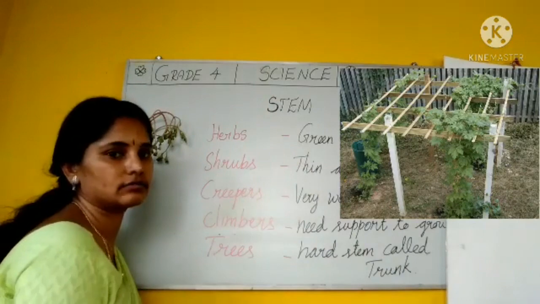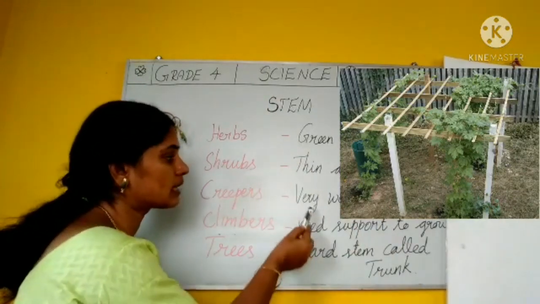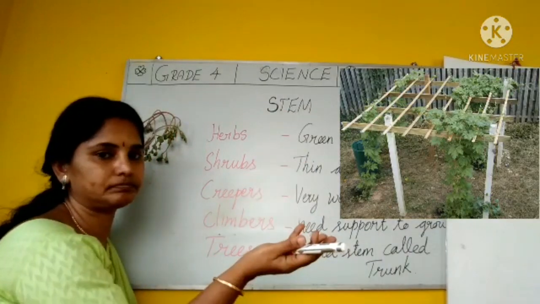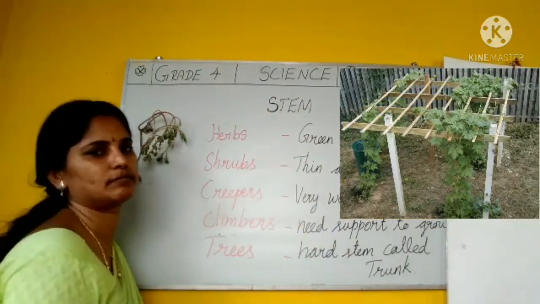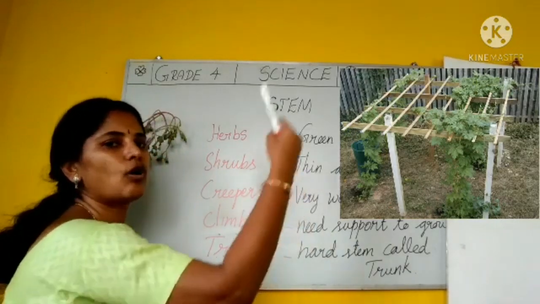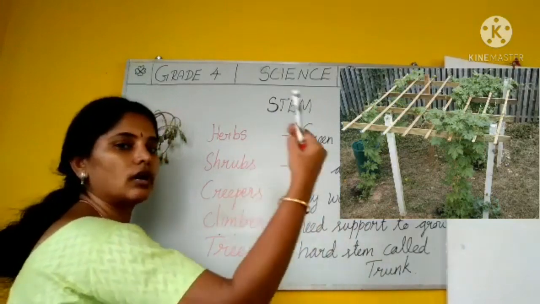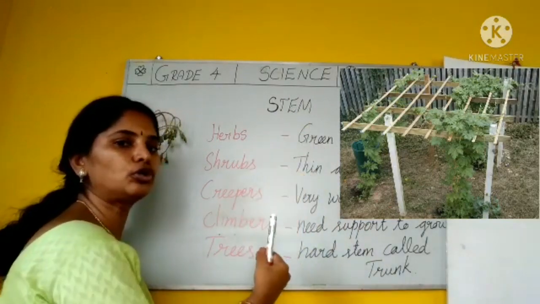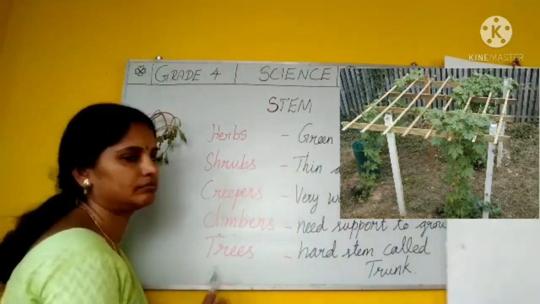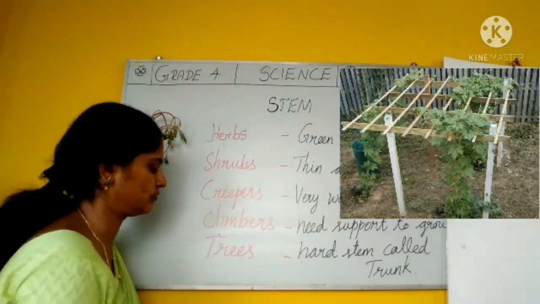They grow straight like that. If we don't provide support, it will fall down. But even if we give support to creepers, they will not climb up. They are very weak stems. Whereas for climbers, if we keep a support, they grow on the support. That means they use the support to grow upright.